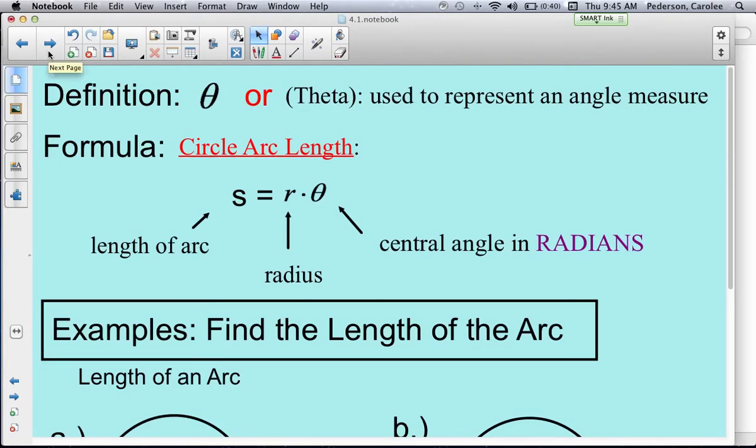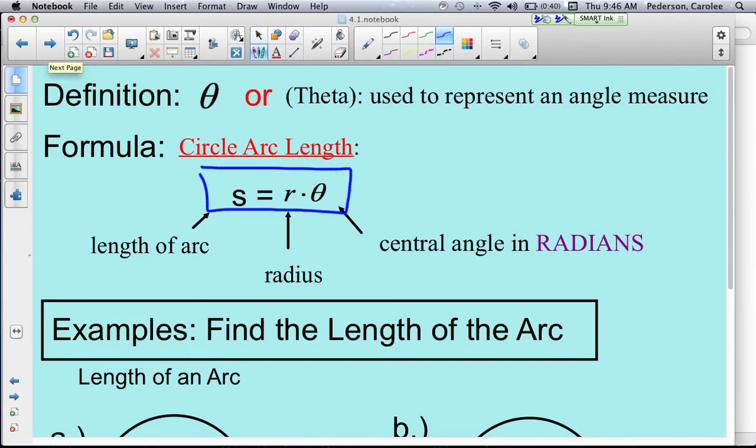The definition of theta is used to represent an angle measure. You don't need to write that down. I would recommend you write this formula. You've used this in geometry. It's the measure of an arc length.